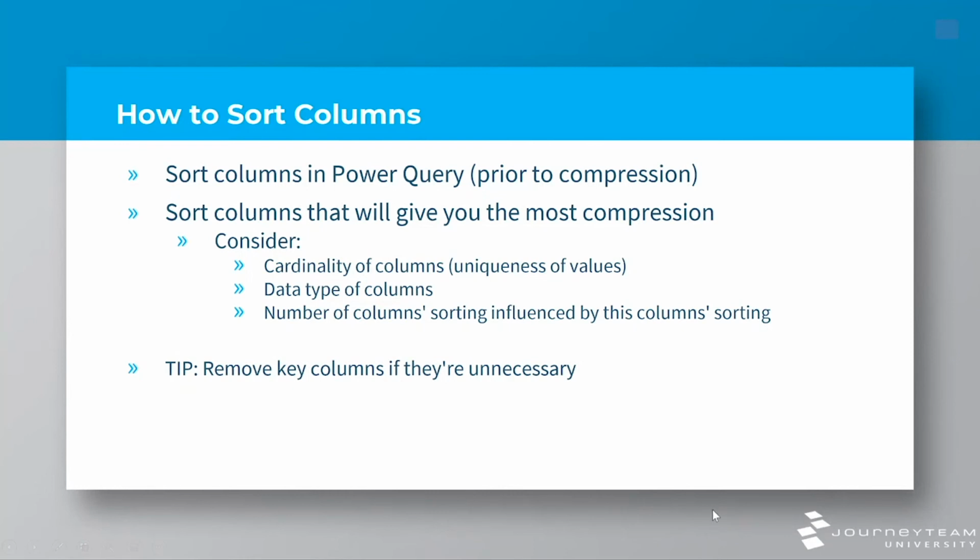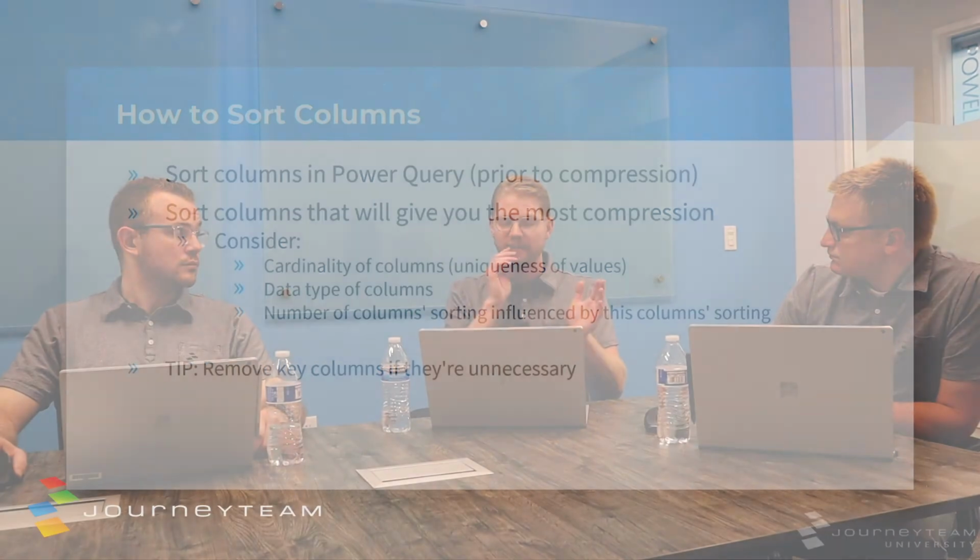Also consider the data type of your columns. Again, text doesn't compress the best. This really comes back to cardinality. When you're dealing with integers, generally you're going to have numbers where every single day you have a different sales number, right? That's going to be hard to compress because the cardinality is so high. Every single row is probably going to be different than the row above it, so you're not going to get much compression out of it. So it's not really worth sorting that column.